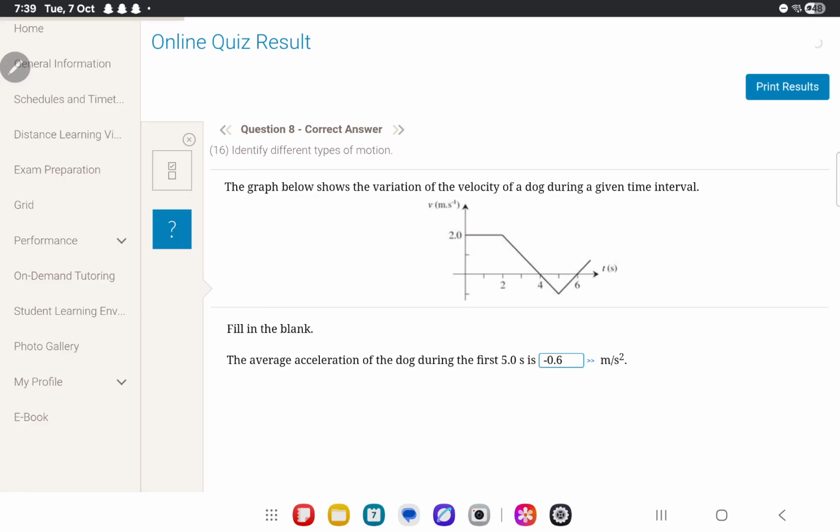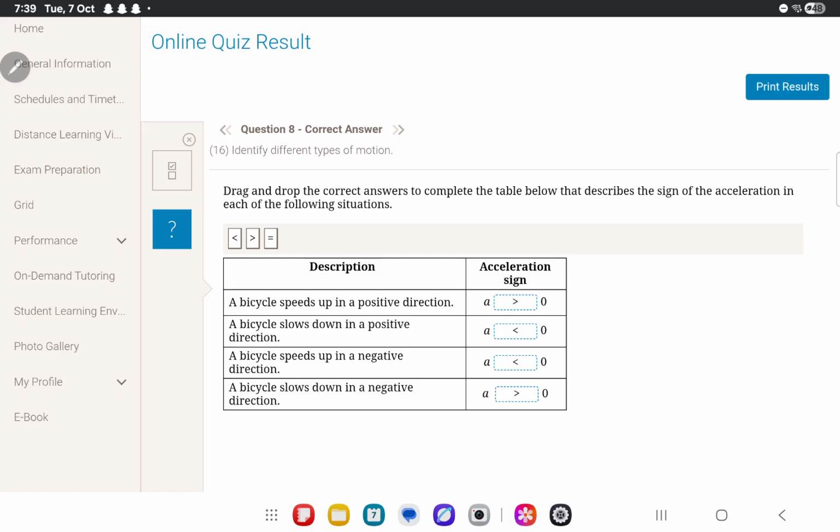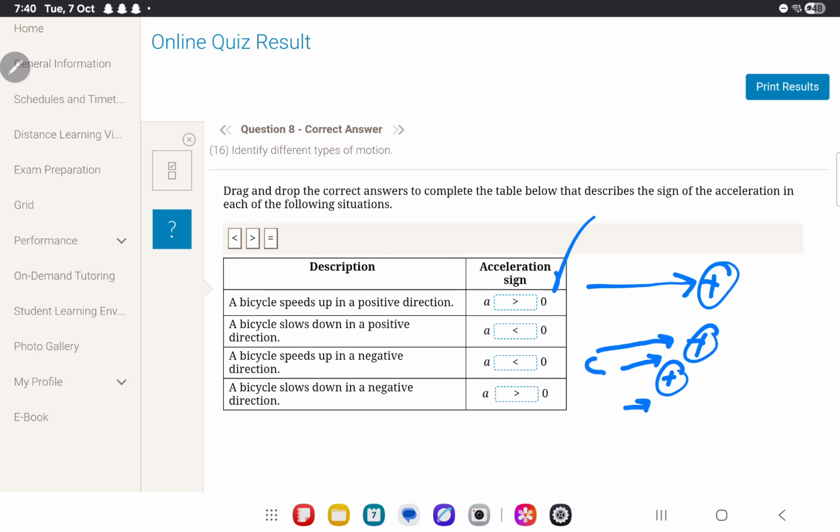Question 8. Drag and drop the correct answer. Okay, now, a bicycle speeds up in the positive direction. If it's speeding up in the positive direction, acceleration is obviously going to be positive. This doesn't even need explanation. If a bicycle is slowing down in the positive direction, you're moving in the positive direction, but you're moving less in the positive direction. Look, if this is your velocity, you're moving less. It means your acceleration is negative, right? Because you're moving less quickly, okay?